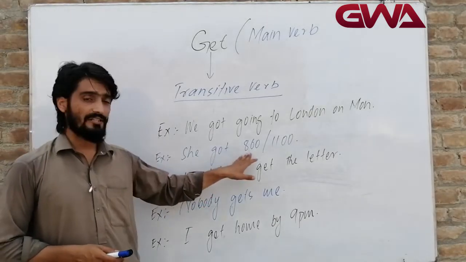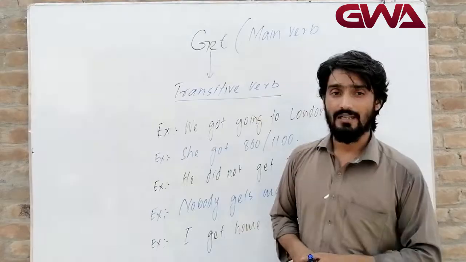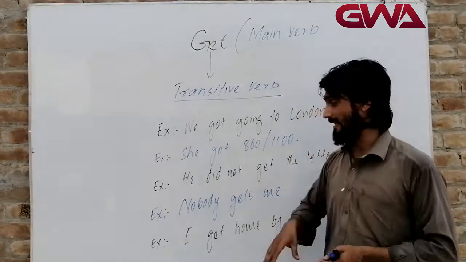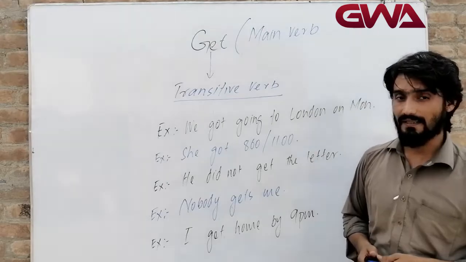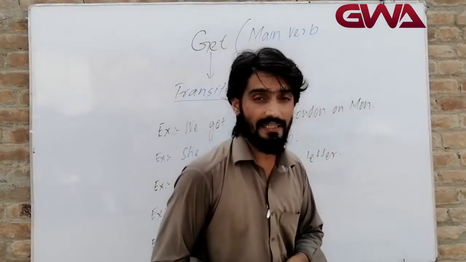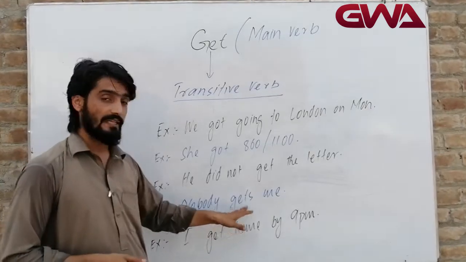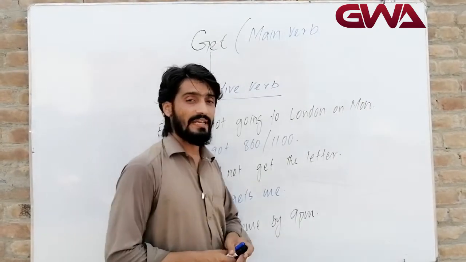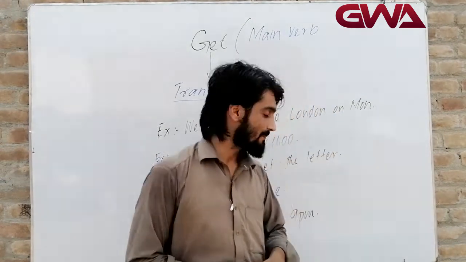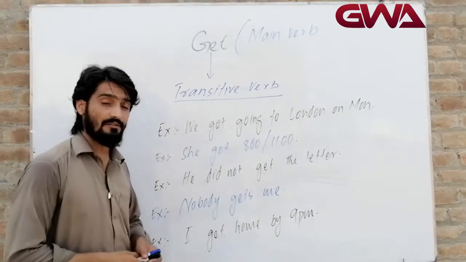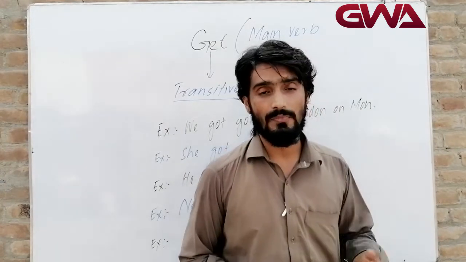She got 860 marks out of 1100. Here, got means to obtain. She obtained. He did not get the letter. It means that he did not receive the letter. Nobody gets me. Nobody gets me means nobody understands my feeling. And the last example, I get home by 9 p.m. It means that I reach home by 9 p.m.